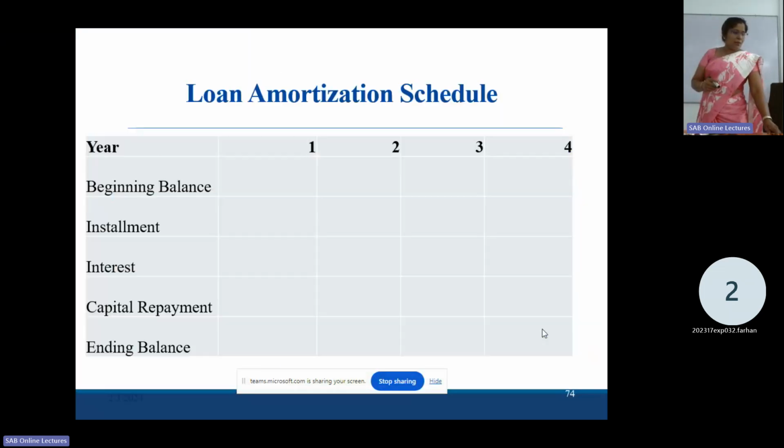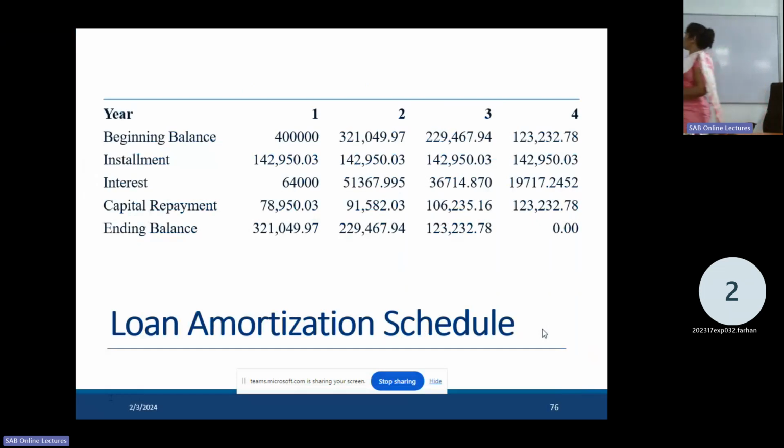If you go to this prepared loan amortization schedule, the loan outstanding balance at the end of year 1 is 321,049. The loan outstanding balance at the end of year 3 is 123,233. If you are going to settle the loan at the end of year 3, you have to pay this. If you are going to settle the loan at the end of year 2, you have to pay 229,467. You can calculate the same by using the formula also.